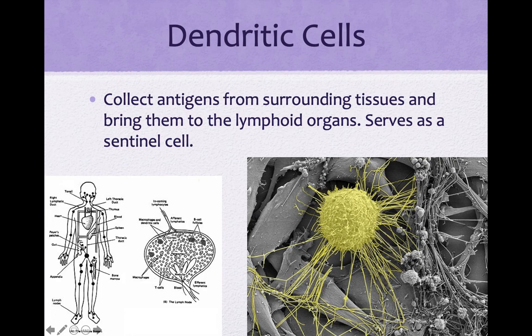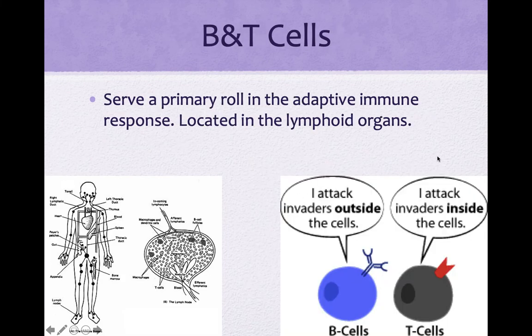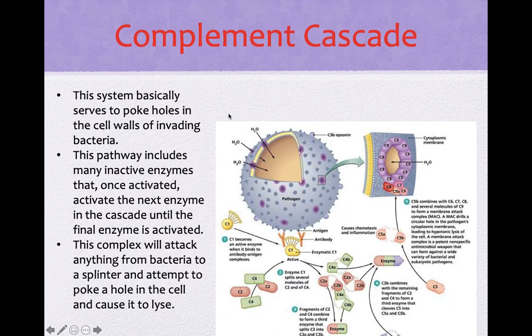So if this guy gets a bad thing stuck in his little spider web, he's going to raise the alarm for the rest of the immune system. And we'll talk about these guys in the adaptive immune system, but they're going to be how cells kind of talk to one another a little bit. So the complement cascade is part of the innate immune system as well.